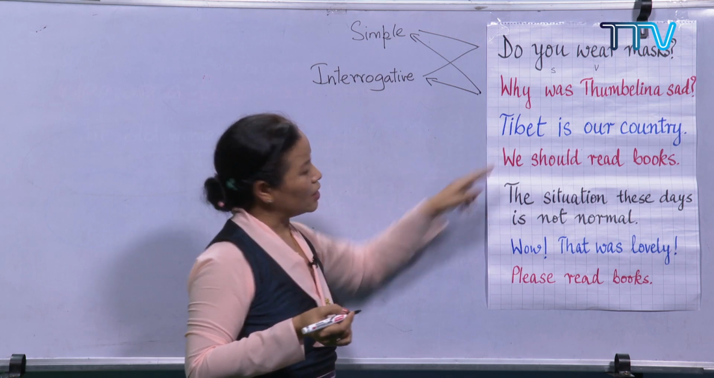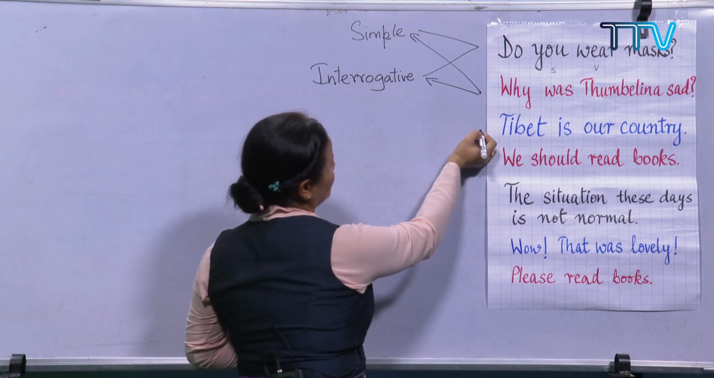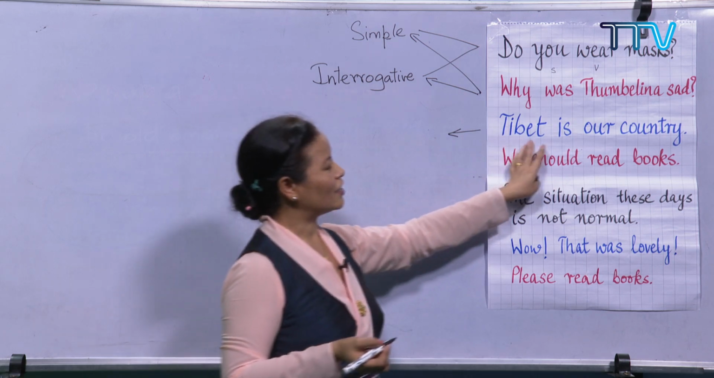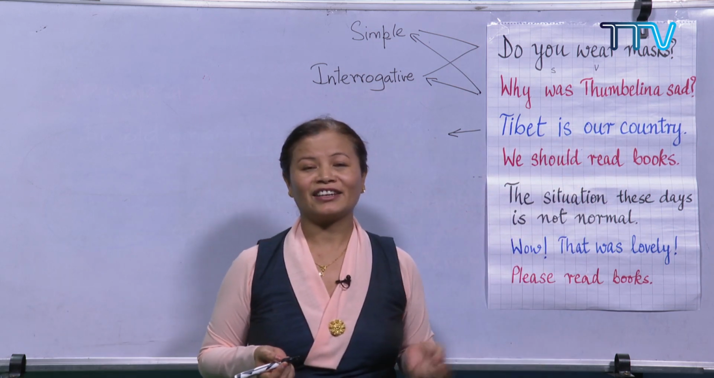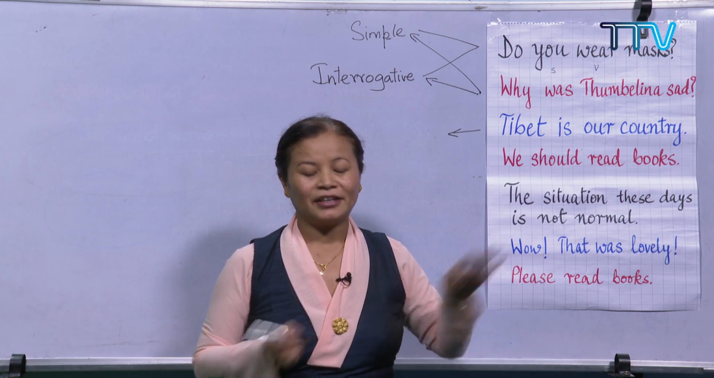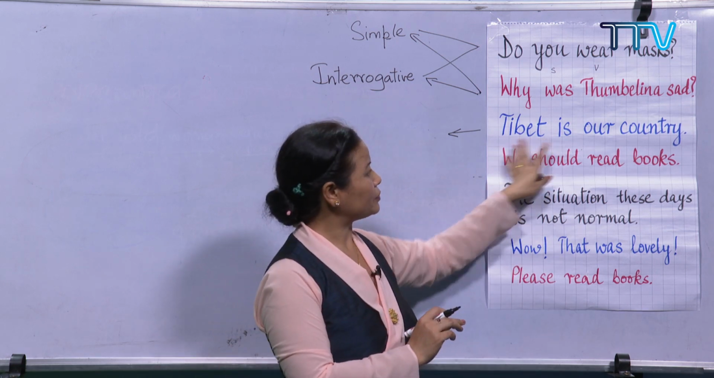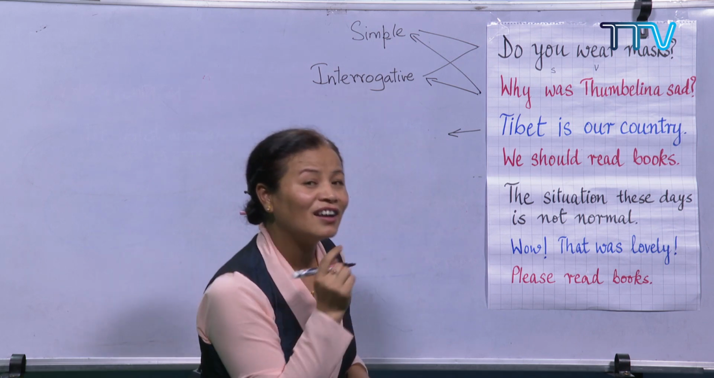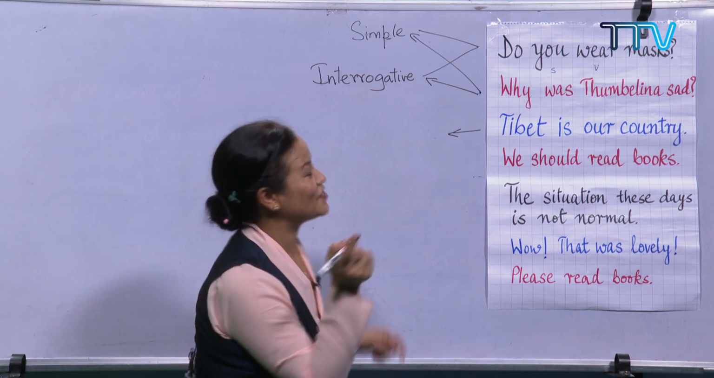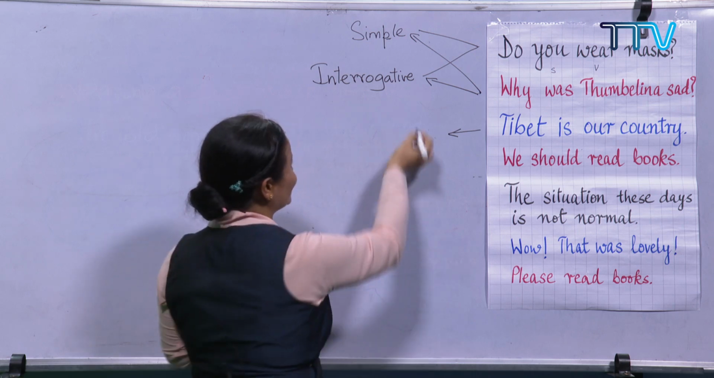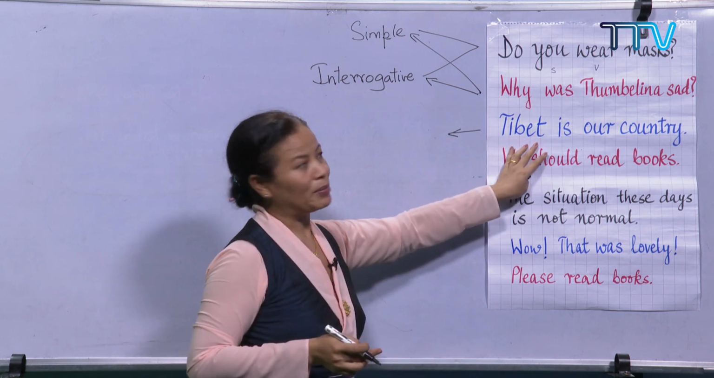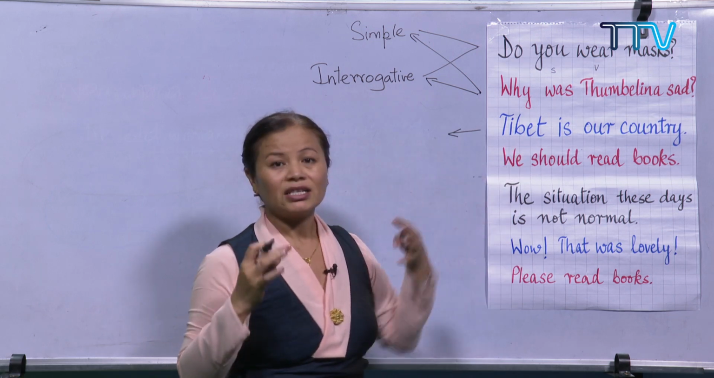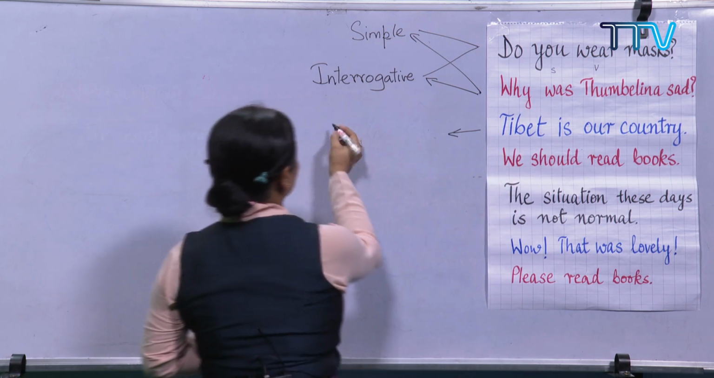Now, let's look at another sentence here. Tibet is our country. What do you think this sentence is functioning as? Tibet is our country. This is a simple sentence, right? Tibet is our country, but then this is making a statement, and this is a declarative sentence.